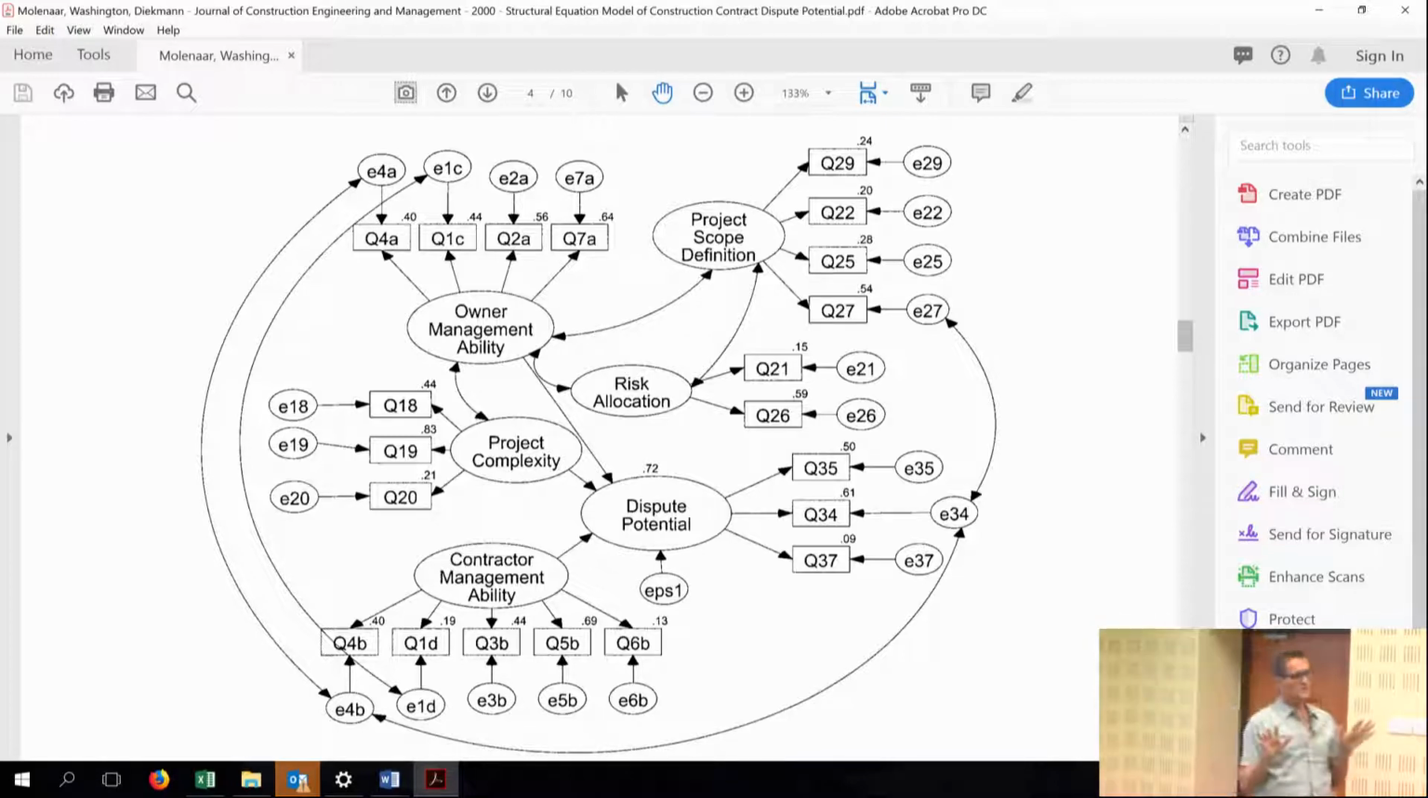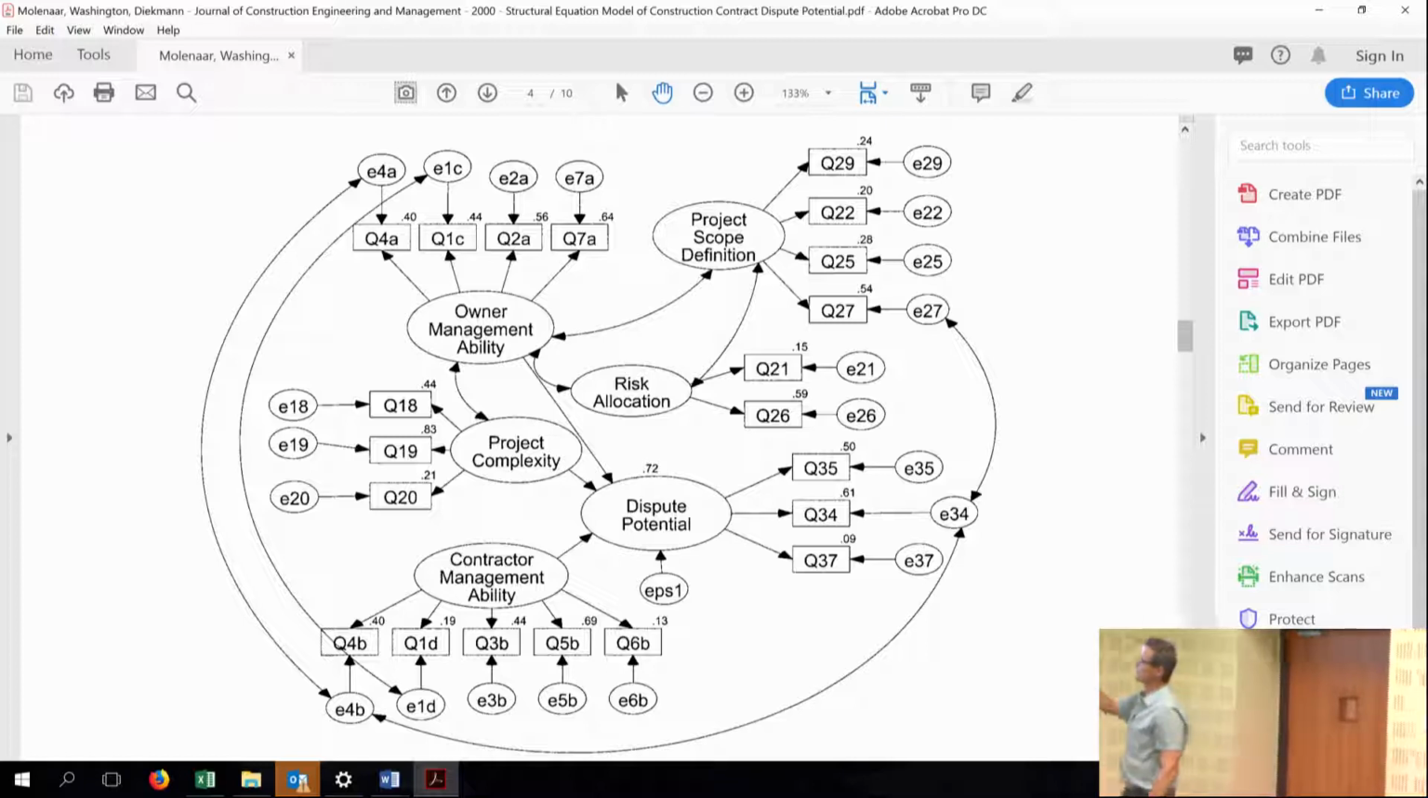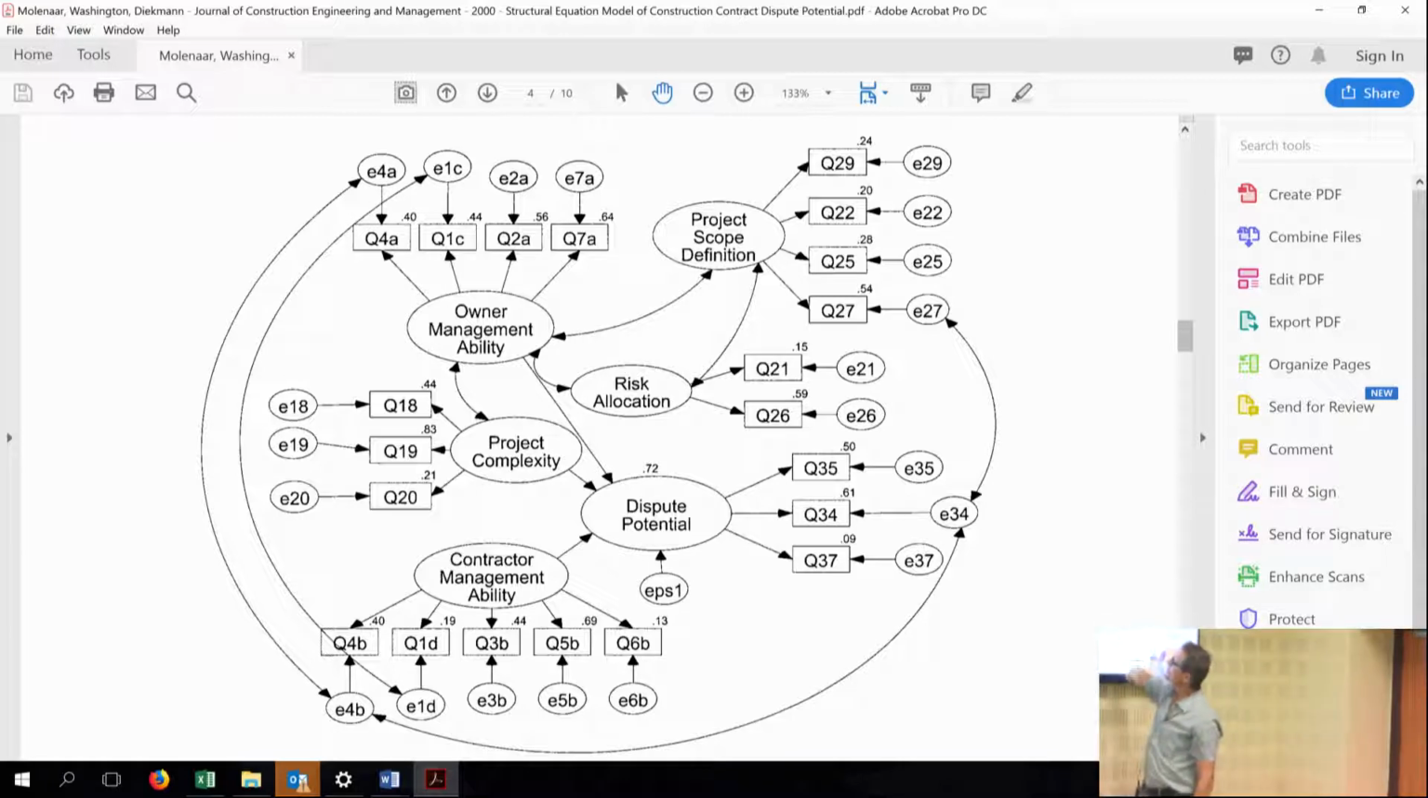And contract disputes are horrible in a job, right? They cost sometimes millions of dollars. They delay projects. People go bankrupt because of contract disputes. So you don't want them. They're really bad. So the whole point here was to try to understand how all of these factors impact dispute potential.